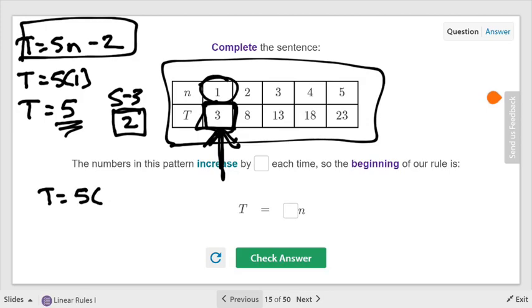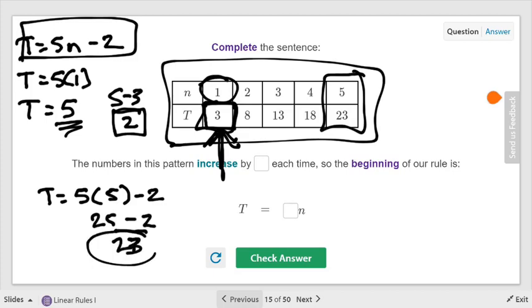So now let's test one of the numbers and see if that works. T equals 5 times, let's just go ahead to the 5. 5 minus 2, which gives us 25 minus 2, which is... Is that what we wanted? Yes.